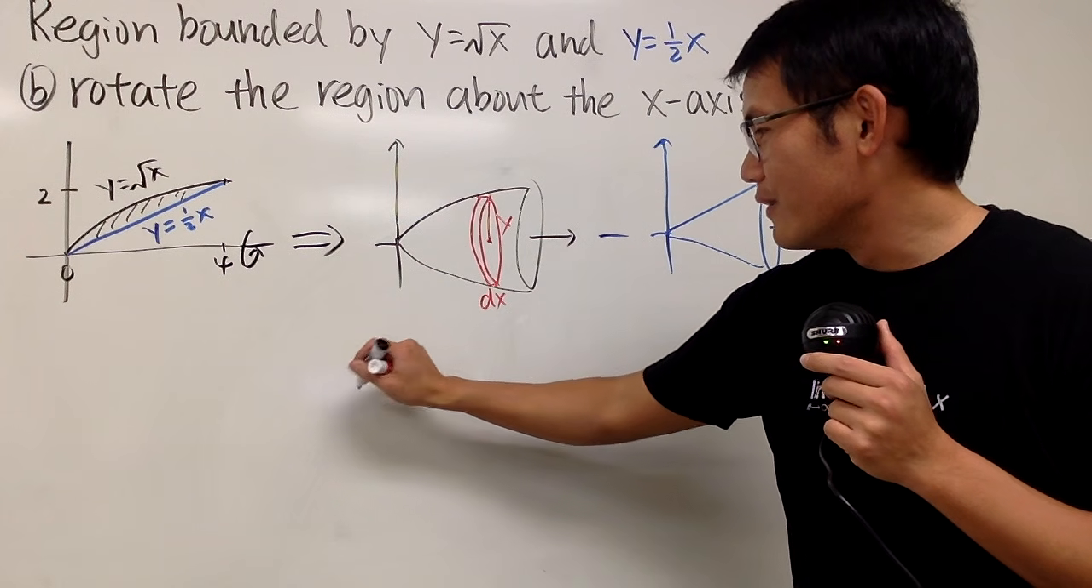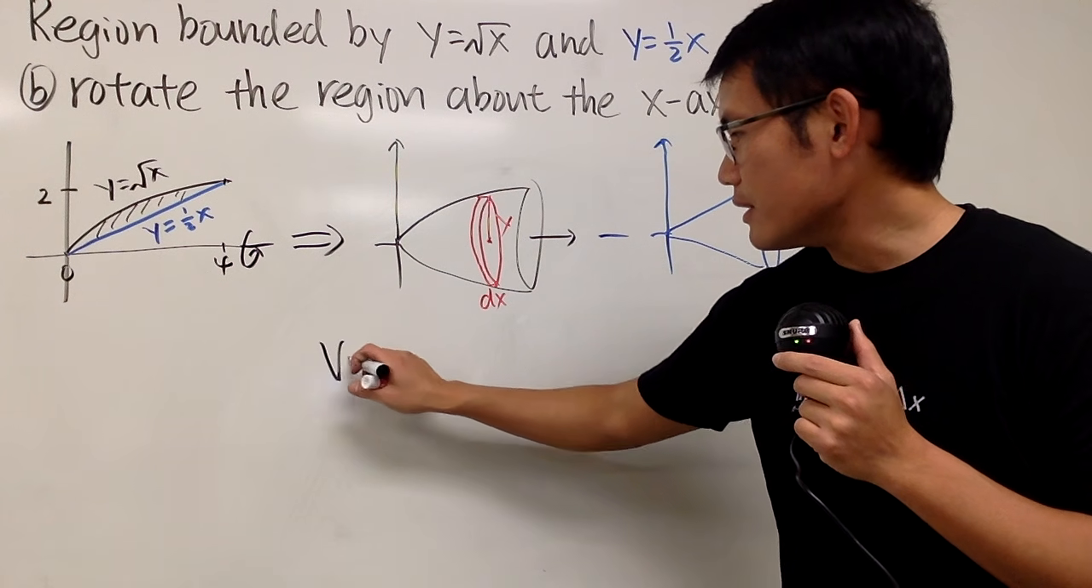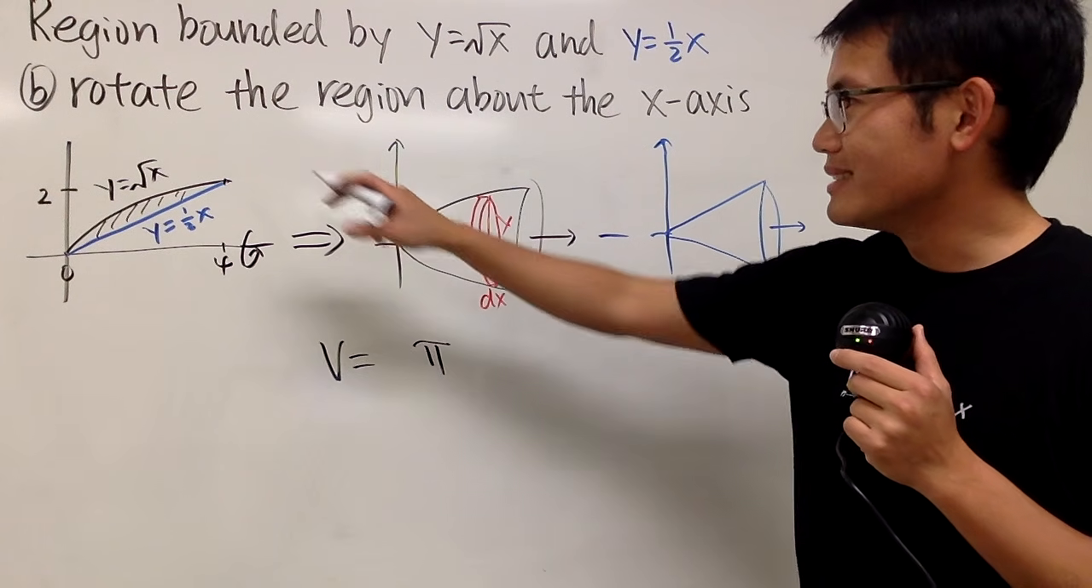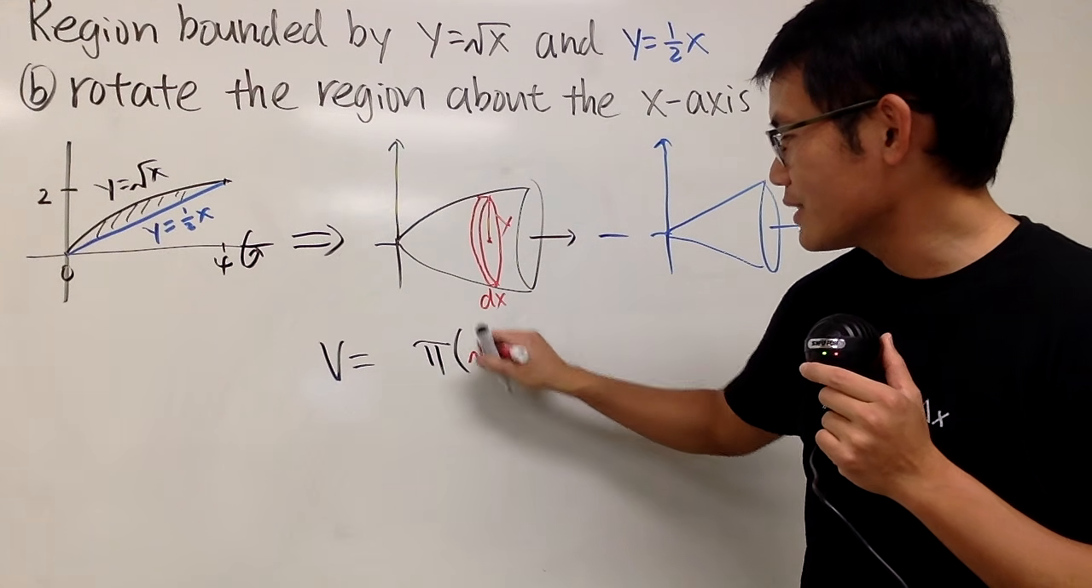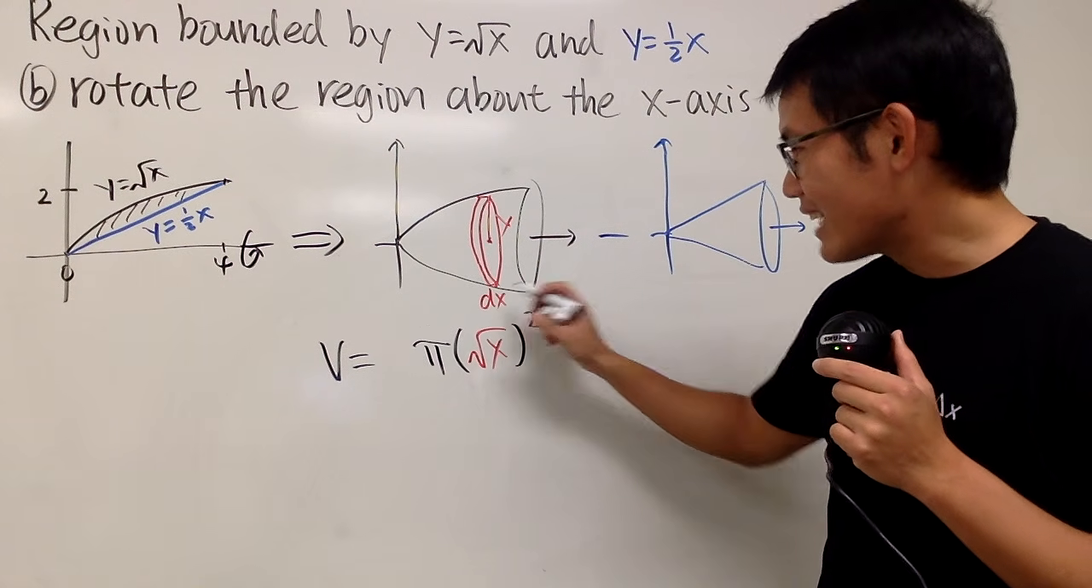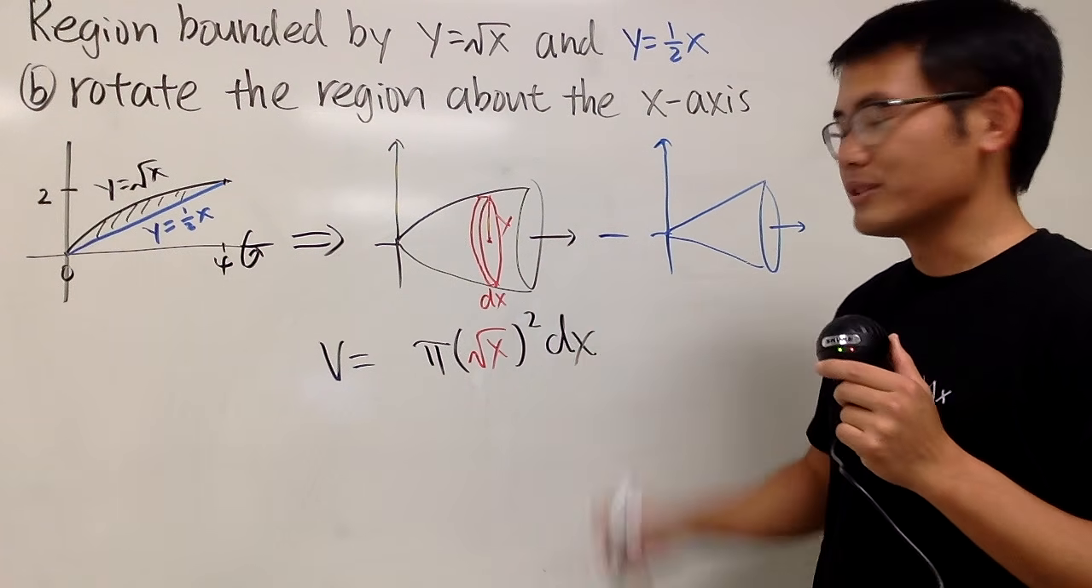But anyway, for the volume for this one, it's equal to, let's just put down pi, and then again, y is the square root of x, so I'll just put this down, square root of x, and then we have to square that. So you see pi r squared, and then times the thickness, which is dx, just like that.